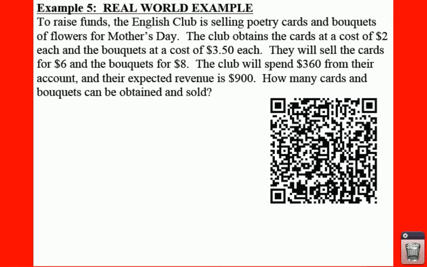Alright, for example 5, I'm going to set this up for you, help you set it up, and then see if you can actually solve it. So I'll help you get it set up.